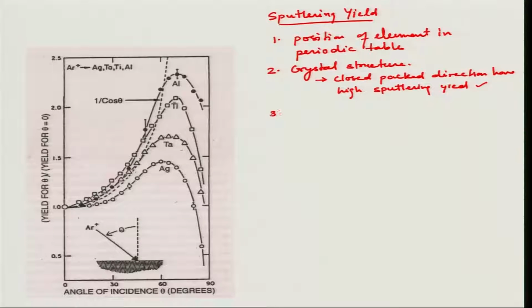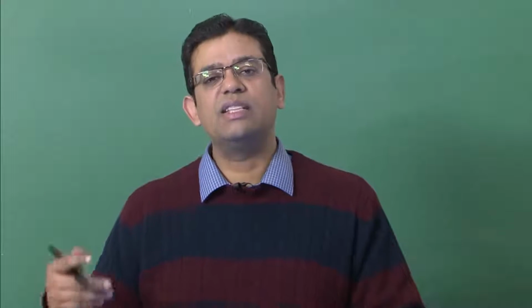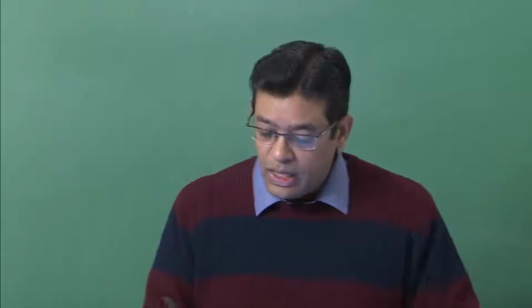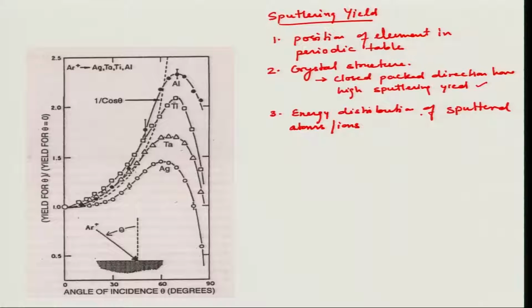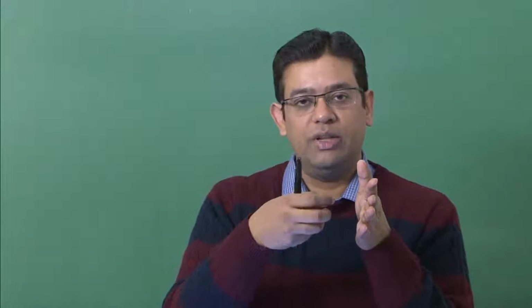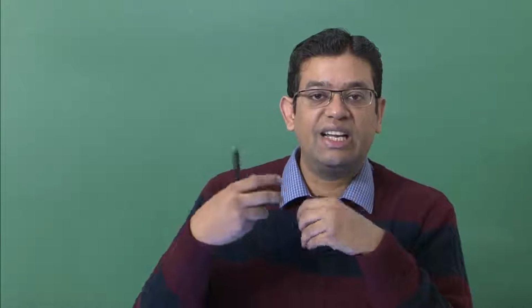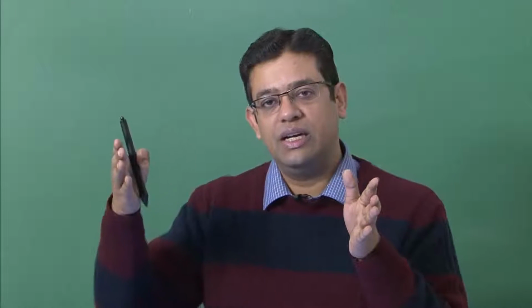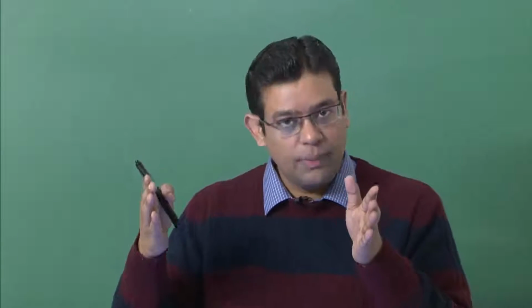Also, it affects the energy distribution of sputtered atoms or ions. The sputtered species from the target can be atoms or ions, or in some cases even molecules. Now, the energy distribution matters, because we do not want all this material to just come out of the surface and sit there; they have to have certain kinetic energy to move towards the substrate where we want to deposit the film.